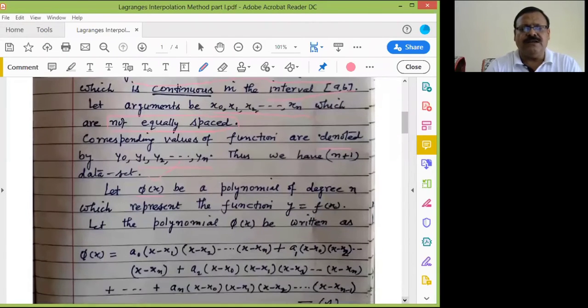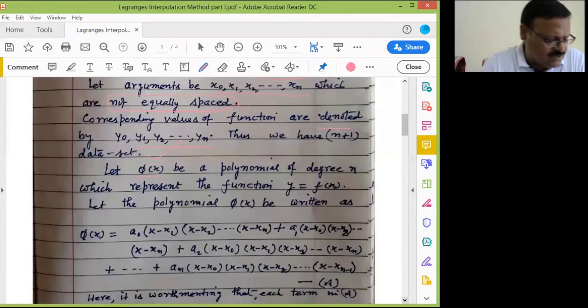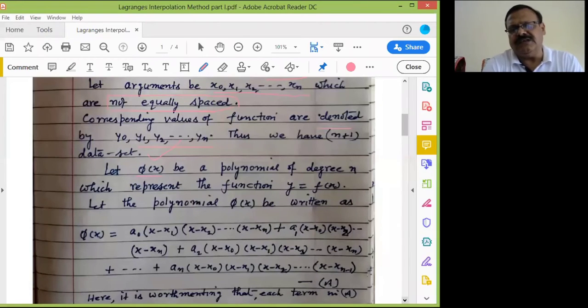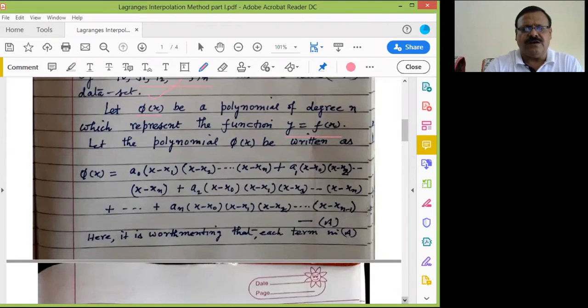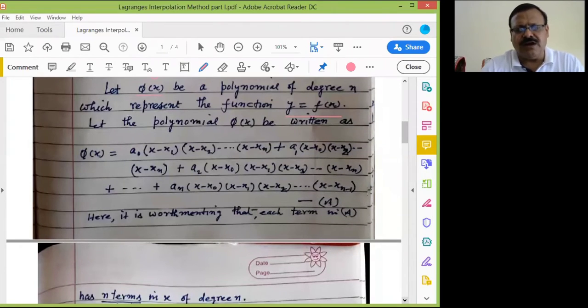How many data points? We have n plus 1 data points. Therefore, the degree is n. This means the polynomial will have degree n, and this is responsible for representing the actual function y is equal to f(x). So the function is being represented by this polynomial phi(x). We are just designing and devising this formula for the polynomial. And why we are designing this kind of formula, you have known earlier also. What is the purpose?